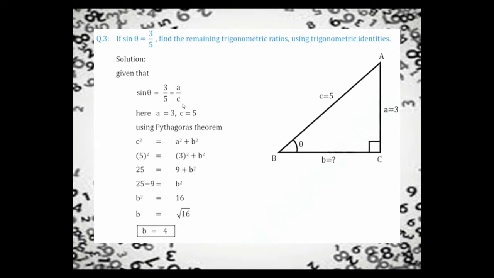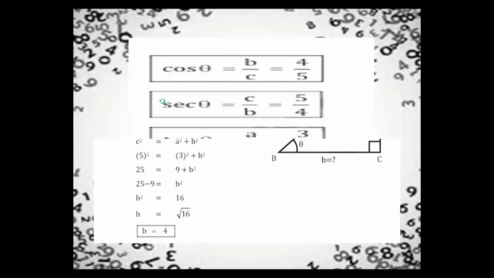Now we have found the values of a, b, c. Now we are going to find the remaining trigonometric ratios. Cos theta is b upon c, and the value of b is 4 and c is 5. So cos theta is equal to 4 upon 5. Sec theta is c upon b, that is 5 upon 4.